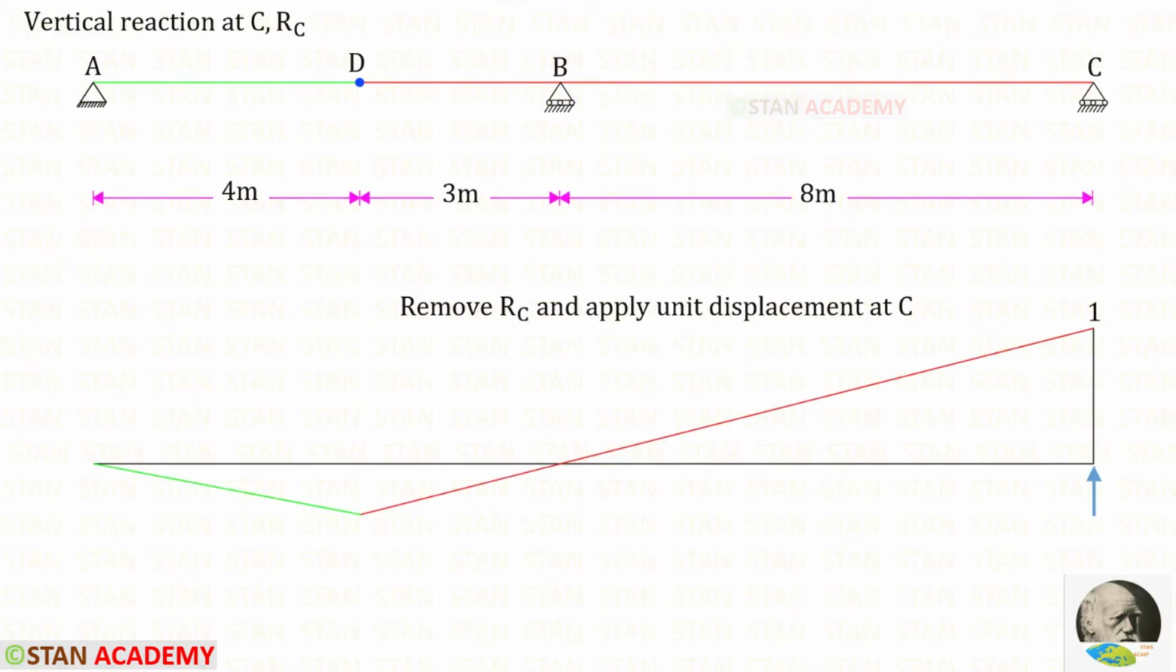Now let us draw the ILD for the vertical reaction at point C. We need to remove RC and apply unit displacement at the point C. At the point B there is RB, so the displacement will be zero. Because of that the segment CBD goes this way. At the point D, there is a hinge. The hinge will go downwards and the segment AD follows this way. At the point A, there is RA, so the displacement is zero.